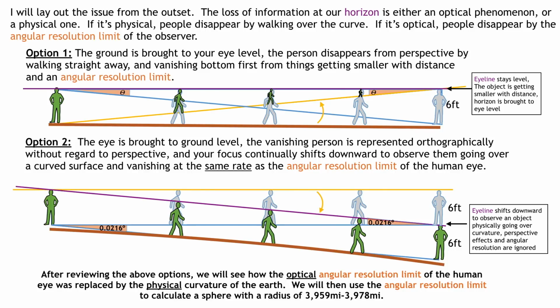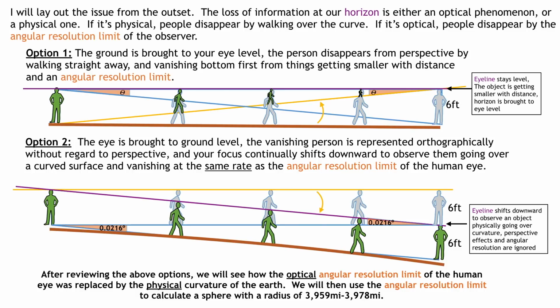Option 2, the eye is brought to ground level. The vanishing person is represented orthographically without regard to things getting smaller with distance and perspective, and your focus continually shifts downward to observe them going over a curved surface and vanishing coincidentally at the same rate as the angular resolution limit of the eye at 3 miles.